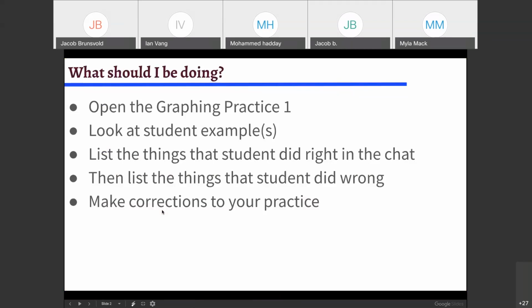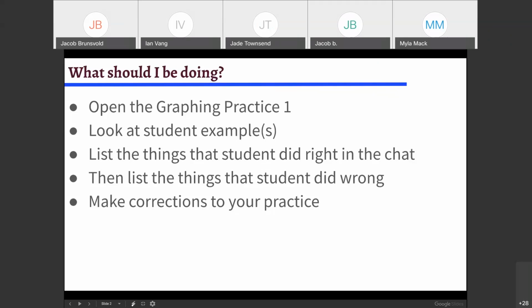So open graphing practice 1 in Notability. That's what you should be doing right now. You're going to want to do it split screen with WebEx. And then what I'm going to do is show you an example of what a student did for graphing practice 1. The first thing that you are going to do is list all the things that student did right. You're going to do it in the chat. And I'll give you some examples of some things that you can talk about in just a second here. After we've listed absolutely everything that they've done correctly, then we're going to list the things that that student did wrong. And then, after we do all that, you're going to make some corrections to your practice.